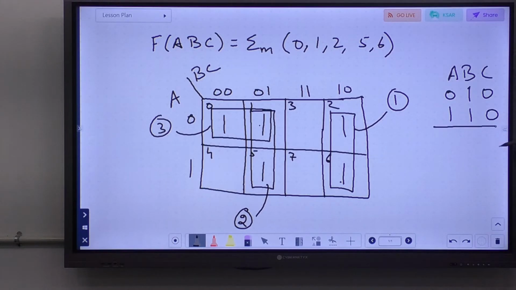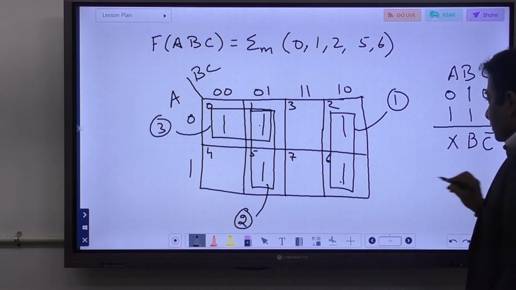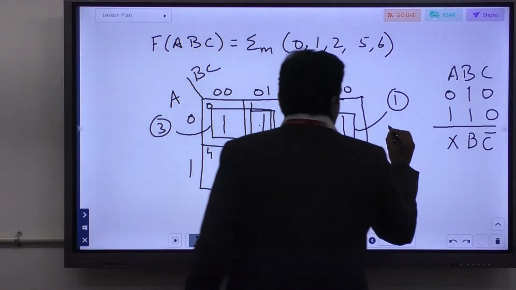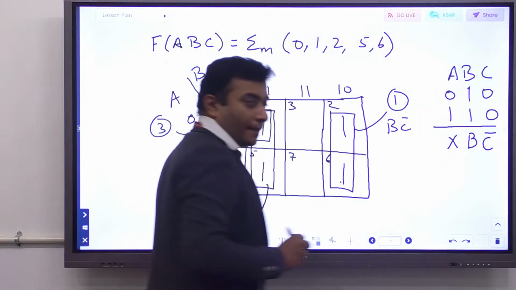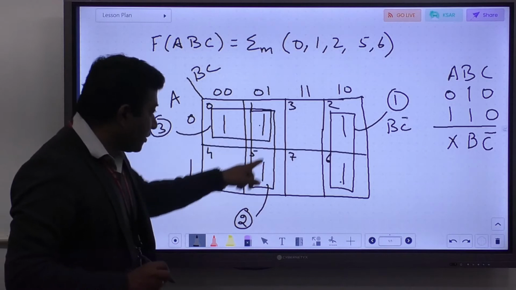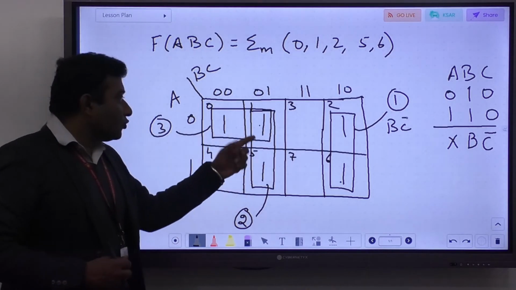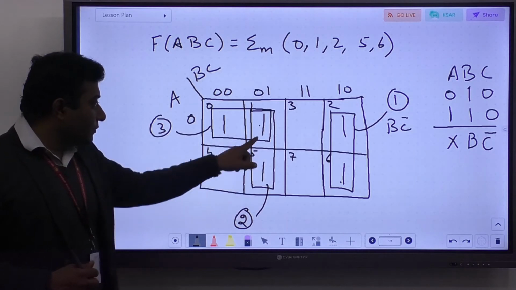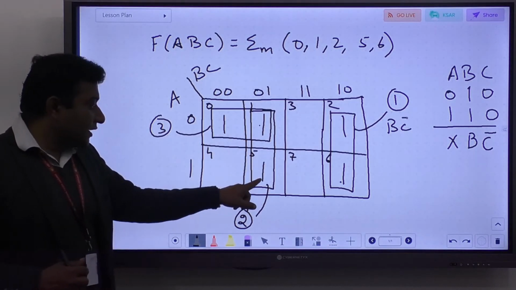On seeing this vertically, this is 0 and 0. They are consistent, so what we are going to write is C bar. Here B is 1 and 1. Again it is consistent, so we write B. For A, it is not consistent, so we do not need to write anything. So the output of this particular group is B, C bar. Similarly, for group 2, there are two members. The first one is this particular one, and the second is this particular minterm.